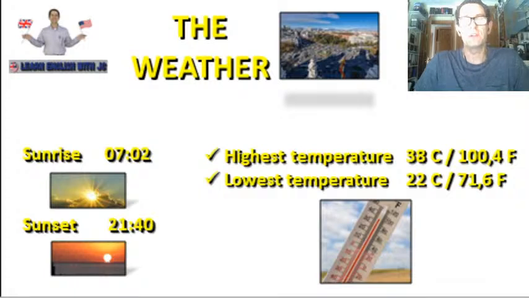Now, in terms of the temperature, en cuanto a la temperatura, the highest temperature, la temperatura más alta, will be 38 degrees Celsius, 38 grados centígrados, which is equivalent to, lo cual es equivalente a, 100.4 degrees Fahrenheit. That's a lot. Eso es mucho calor. It's very hot. And the lowest temperature, la temperatura más baja, today, hoy, will be, será, 22 degrees Celsius, 22 grados centígrados, which is the same as, lo cual es igual a, 71.6 degrees Fahrenheit. So we have sunrise, sunset, highest temperature, and lowest temperature.